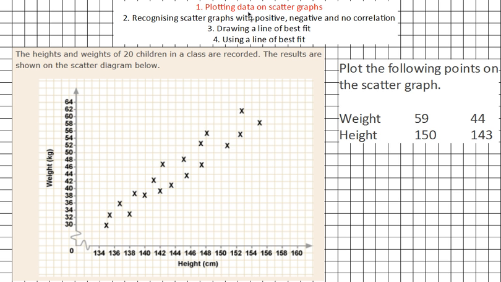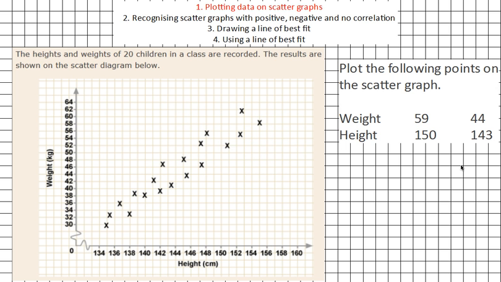So first of all, point one, then plotting data on the graph. The heights and weights of 20 children in a class are recorded. These results are shown on the scatter diagram below. So the thing to remember with a scatter graph is the reason we use one over any other type of diagram or chart or graph is because you can plot two things at the same time. So each of these crosses represents a pupil. We've got weight going up the y-axis and we've got height along the x-axis. So you can look at the relationship between the height of the pupils and the weight of the pupils because both of these parts of the data are shown with one cross.